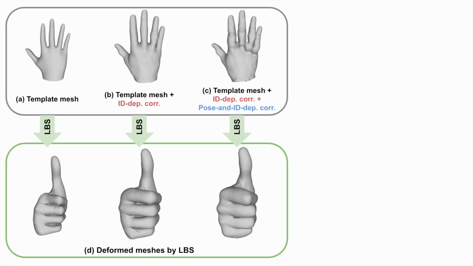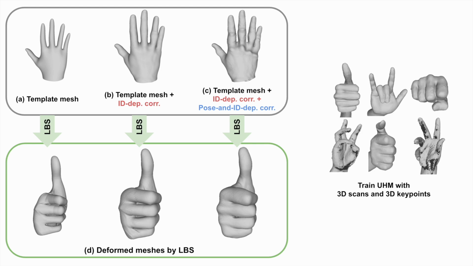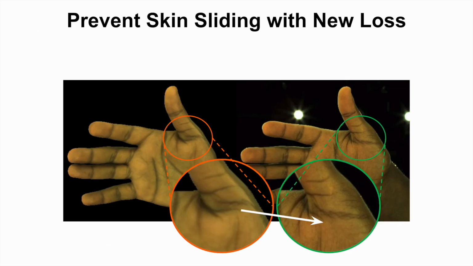Our UHM utilizes two kinds of correctives to consider these two deformation things, ID-dependent corrective and pose-dependent corrective. The ID-dependent corrective personalizes the template mesh to each person, and the pose-dependent corrective is to replicate pose-driven skin deformation, for example, the sharp knuckle in this example. We train UHM to output the ID-dependent and pose-dependent correctives from latent ID code and pose respectively with 3D scans and 3D key points. As 3D scans and 3D key points do not provide one-to-one correspondence of each mesh vertex, there could be skin sliding, as shown in this figure.